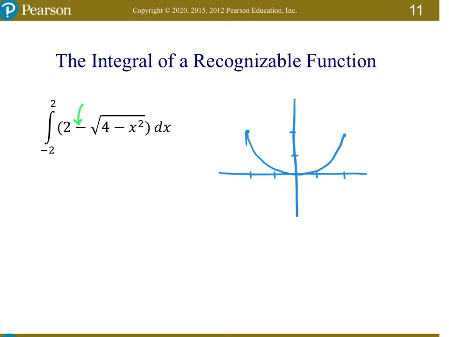So I'm looking at from -2 to 2. I'm looking at this area under here. Now that's not so much a geometric shape, but this is in green. And the outline of the two together make a rectangle.